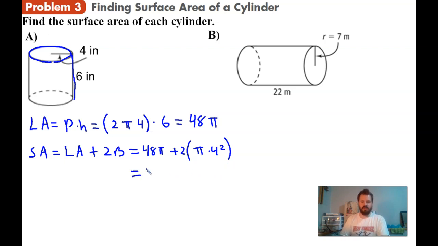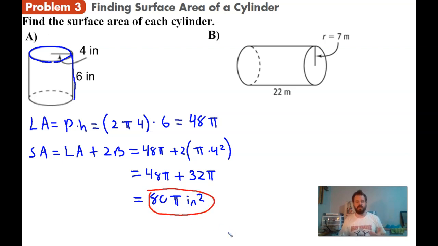All right, as I put these parts together, I'd have the 48 pi plus a 32 pi by going 2 times 4 squared, or 2 times 16. And then adding that all up, that'll just leave us with an 80 pi, and I'll say inches squared. Okay, Math Excel might ask you to round one like this, but I believe most of them are just going to say leave in terms of pi. It's going to give us a cleaner, nicer looking answer.